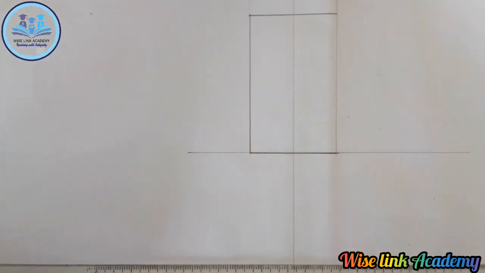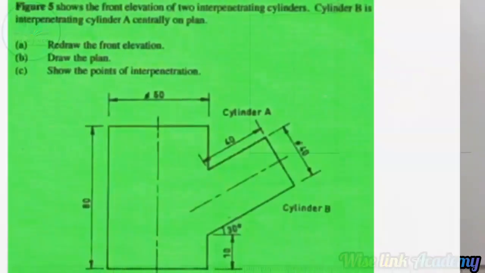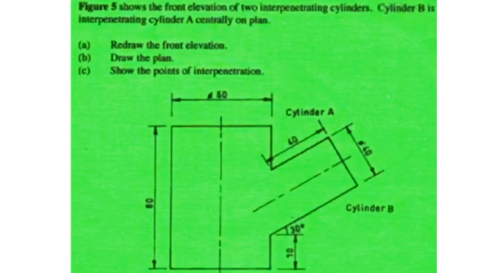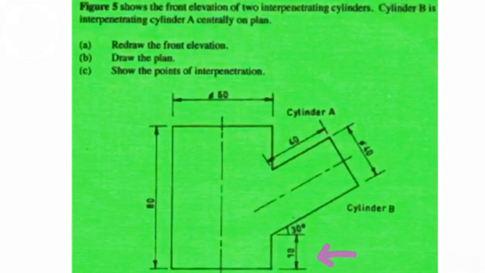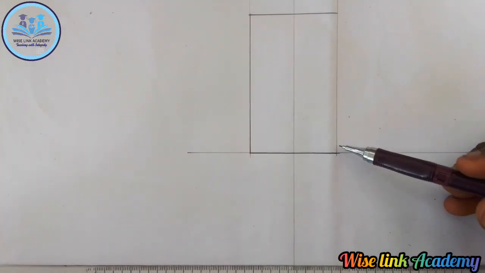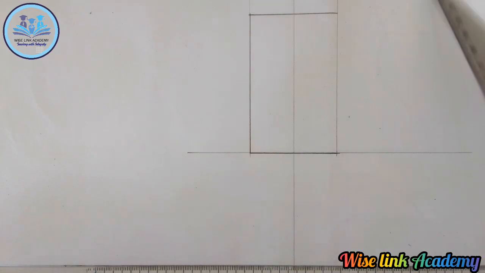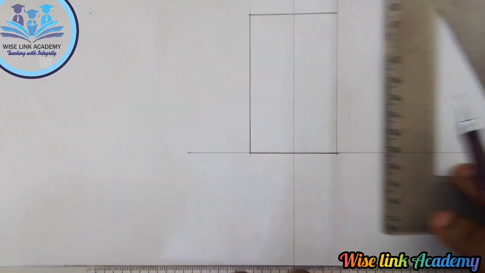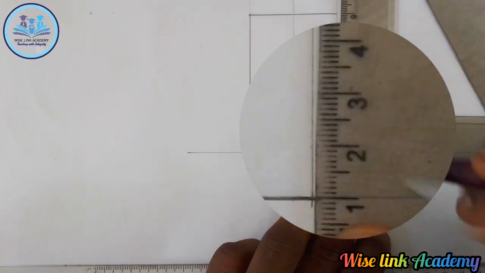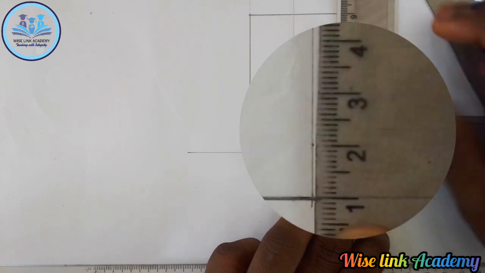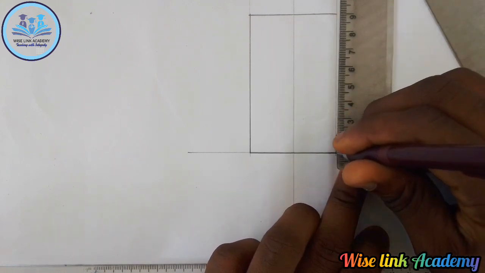Now what do you observe? Let me show you the question again. Cylinder A, from the baseline, has a height of 10 at the right hand side. So from here to somewhere here is 10. I measure 10, from here to somewhere here is 10. So I will take it in.